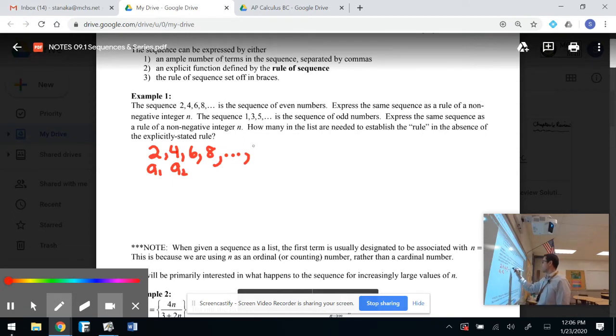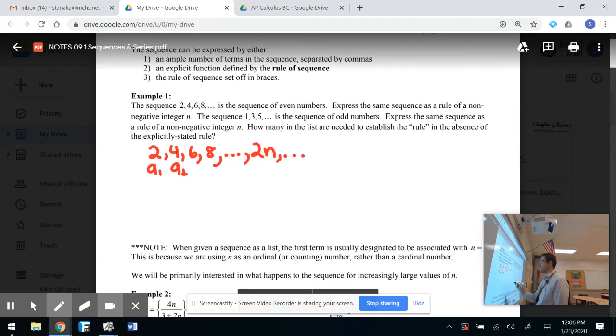If you think carefully, maybe it's 2n, right? That would be of the even numbers. Plug a 1 in there, A sub 1, 2 times 1 is 2. And thus, that would be a sequence, okay? And the rule would be A sub n is equal to, and we usually write it in little braces there, 2n, okay? And that's a way that we write a particular sequence, which again, is a list of numbers.